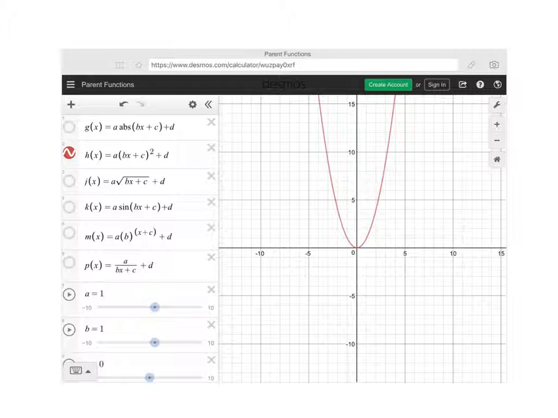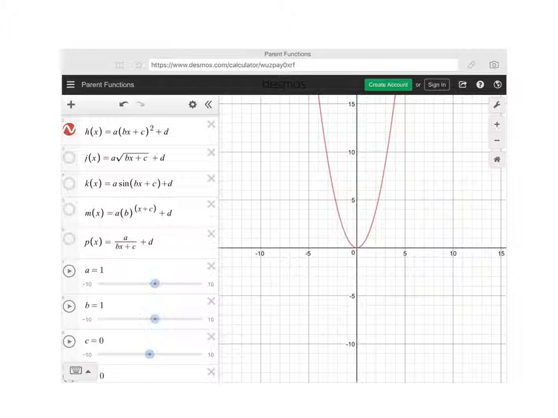So this parabola here, right now, is the function 1, because a is 1, times 1x, because b is 1, plus 0, squared plus 0, because d is also 0. So I've set all my sliders to these specific values. This is just my basic quadratic parent function, y equals x squared.